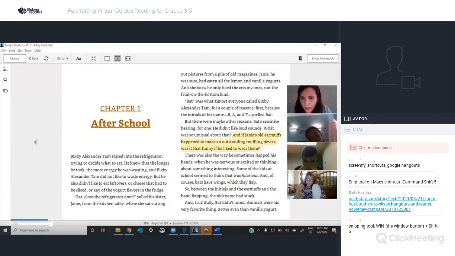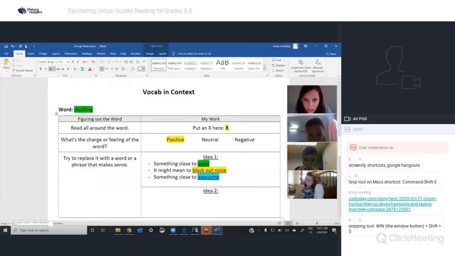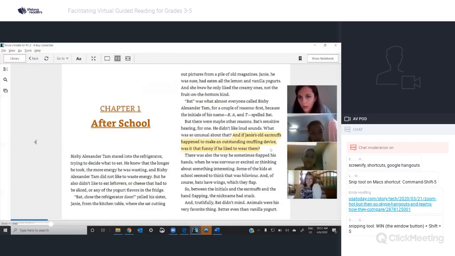Okay. Let's try the next one. And if Jamie's old earmuffs happened to make an outstanding device that blocked out noise, was it funny if he liked to wear them? Okay. And the last one is, and if Jamie's old earmuffs happened to make an outstanding, awesome device, was it that funny if he liked to wear them? Okay. Now, what I want you to do is tell me which ones you think are the closest and which ones you think maybe aren't. Okay. Looking at the context.